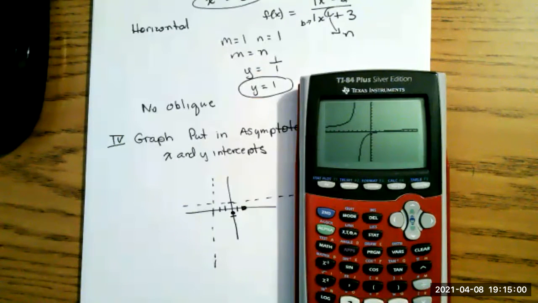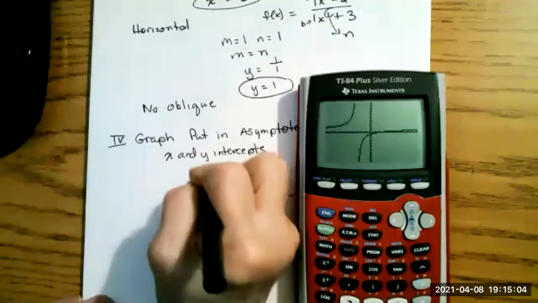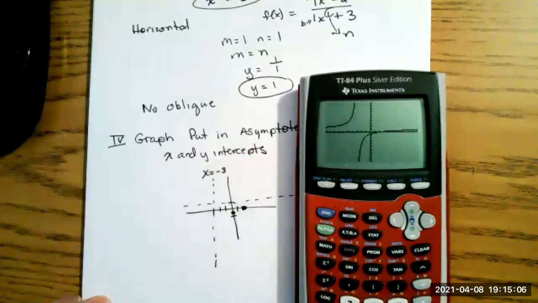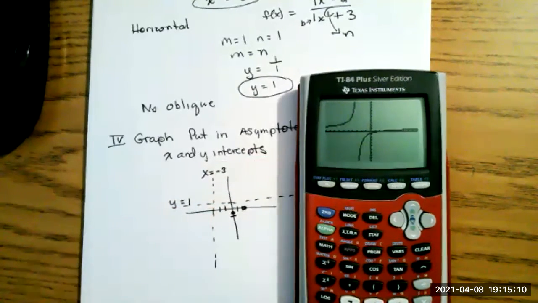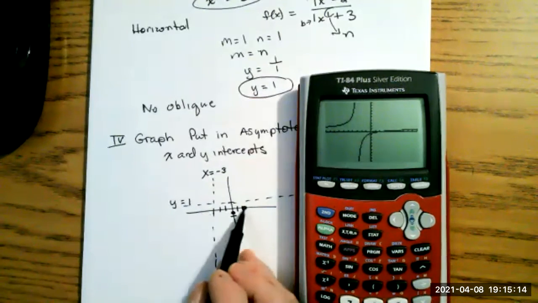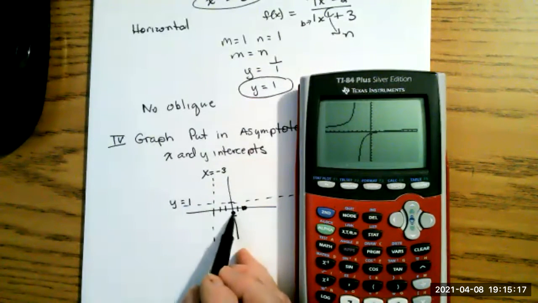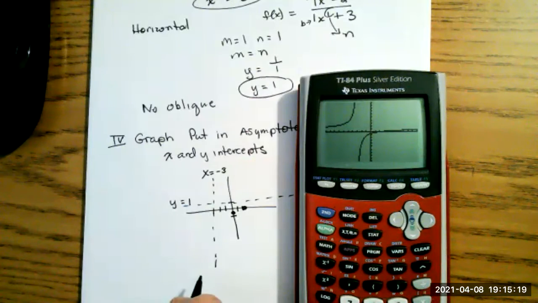Yes, so when you were graphing it, you did x equals -3 for one of them. This is the y equals 1. That's the horizontal one. And then I put in this point, which is the x-intercept, and this point, which is the y-intercept.